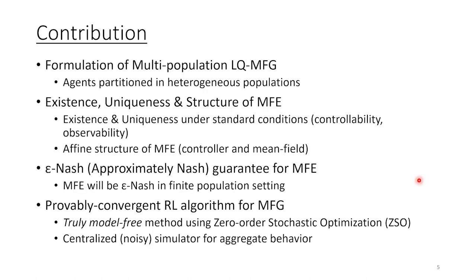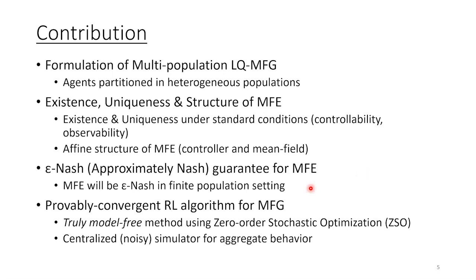So the contribution of this work is we formulate this multi-population linear quadratic mean field game, where the agents are partitioned into heterogeneous populations. We prove existence and uniqueness and a structure of the mean field equilibria, which means that there is a unique mean field equilibrium under certain conditions. And then it has an affine structure. The mean field equilibrium has an affine structure, and I'll explain this later on.